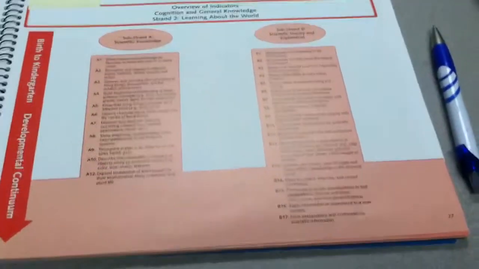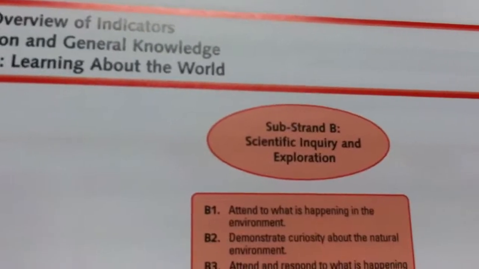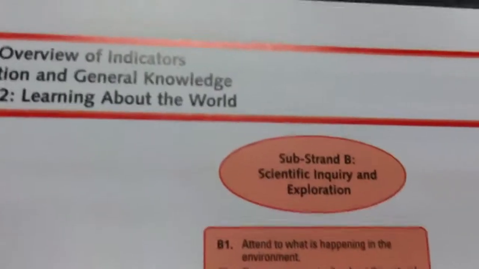So that's math. Now, let's flip and look at our science. Our overview is on page 27. Science is a little more simple. We've just got 2 substrands: scientific knowledge, and scientific inquiry and exploration. Again, it's going to show you all ages from birth through 5. This is the continuum, from birth to kindergarten. They start learning at birth, and this is how they end up right before kindergarten.